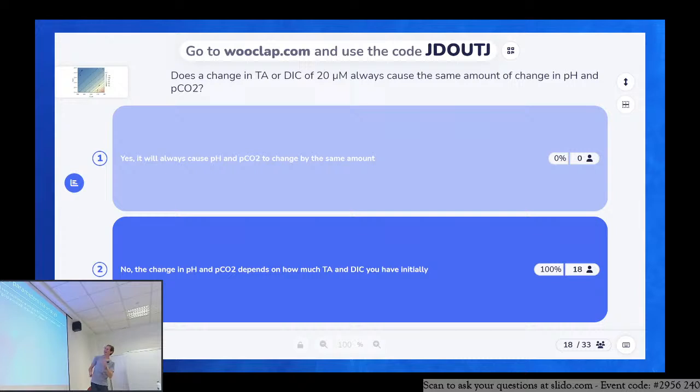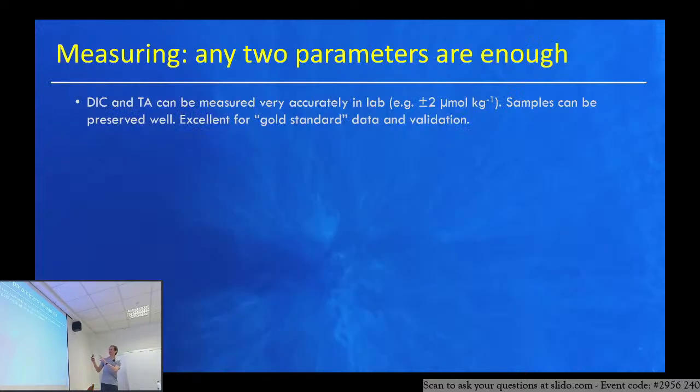Right now, the next part, the remainder of the talk, is a little bit more practically oriented.